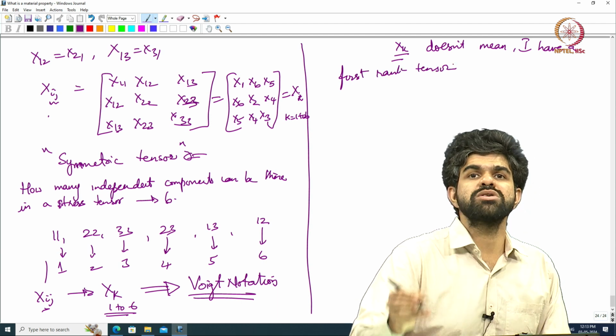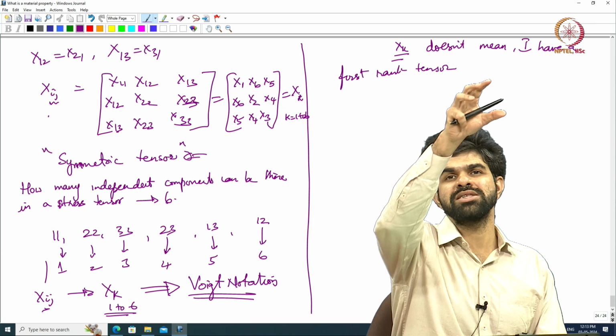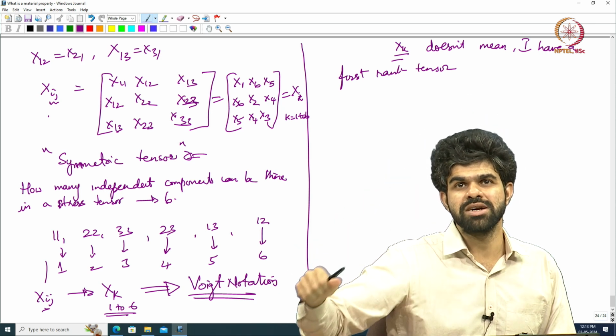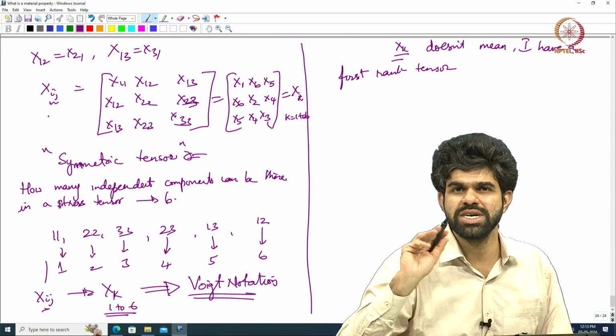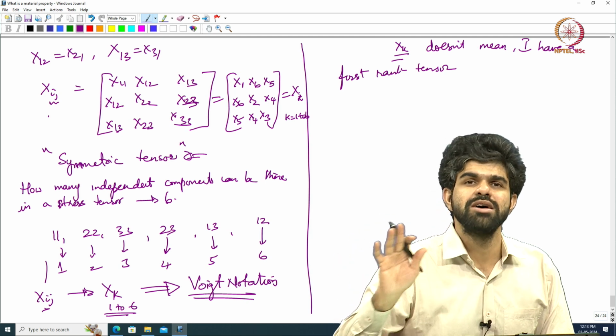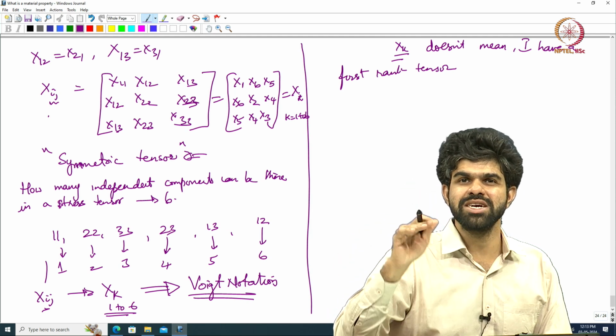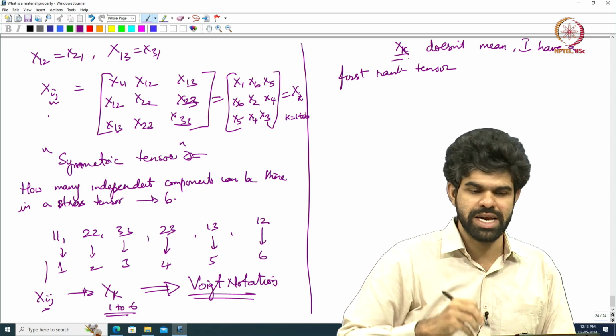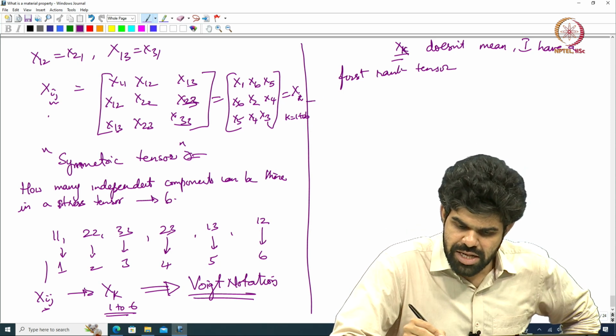Right, I am representing a second rank tensor as a 1 by 6 array. So it's a vector of higher dimension in some sense. It does not mean that I have a vector, but I am sort of cheating a bit, and for the ease of mathematics I am just representing it with one index. Okay, that is about stress.